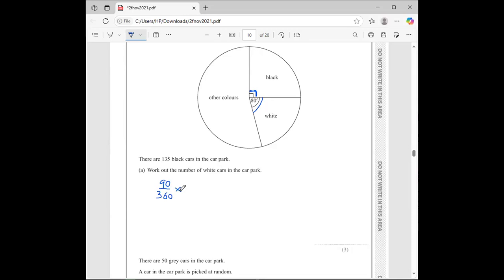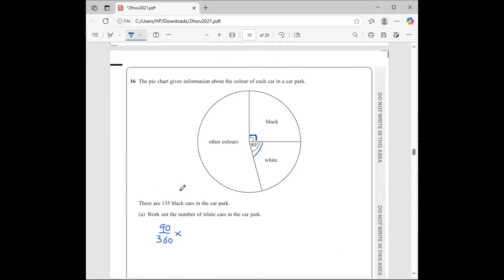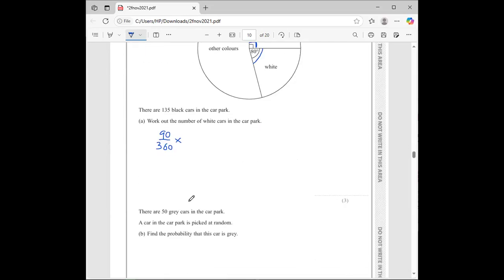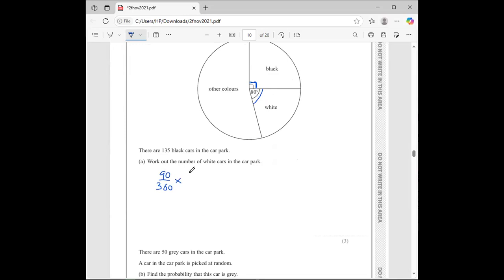Now, did you notice something? They didn't tell us the total number of cars in the car park. If you look very well, it's not there. So let's use T, the total number of cars in the car park. 90 over 360 times T is going to be equal to 135, because that's the number of black cars. Please take note. Where did I get the 90 from? Here.